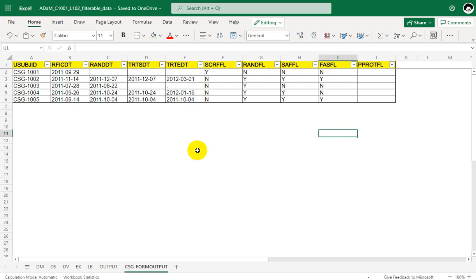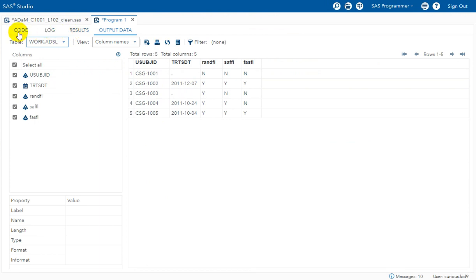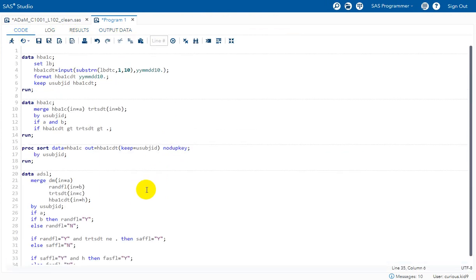So now let us see how to programmatically derive this. So this technically involves the safety flag and checking the presence of HbA1c measurement after treatment start date. So let us see how to programmatically implement this. What we are trying to do in this step is convert, because TRTSDT would be a numeric variable and LBDTC in the LB dataset is a character variable. So a character to numeric comparison is not feasible. So we are trying to convert LBDTC to a numeric variable and calling it HbA1c date.